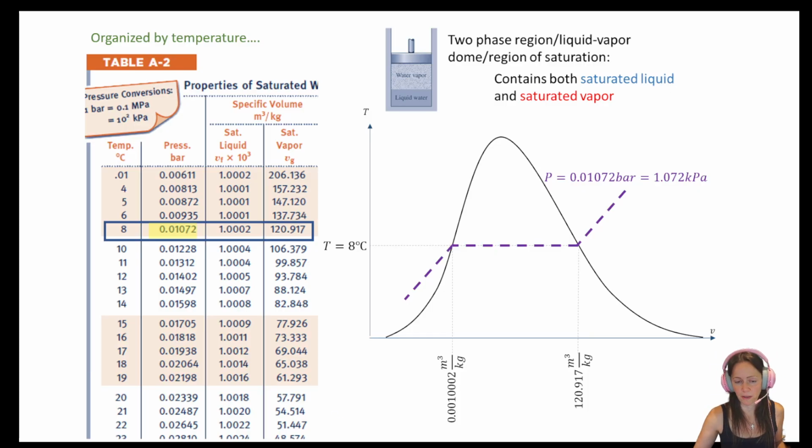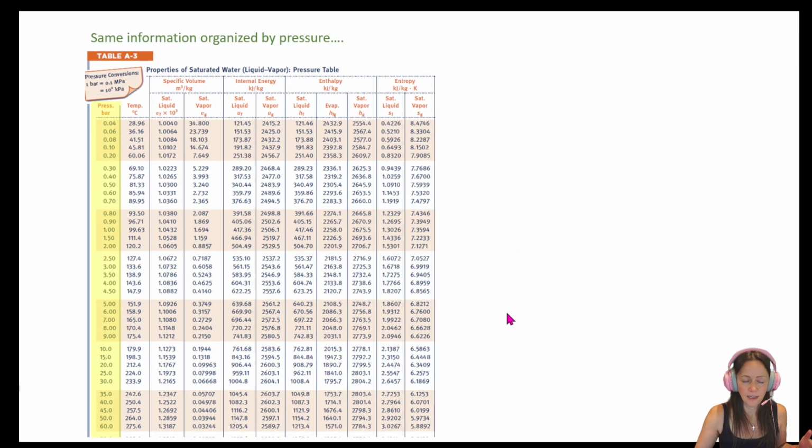I could also do it on a PV diagram if I wanted to, but let's not for now. Okay. Table A3, exact same information. It's just organized by pressure. So sometimes it'll be more convenient to use Table A2, sometimes A3. Again, it's the same information, it's just organized a little bit differently.